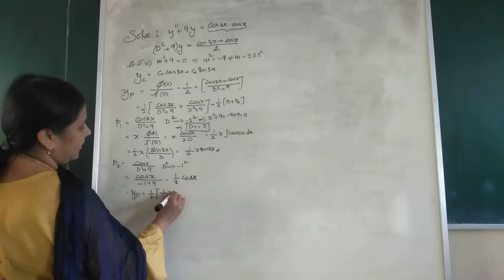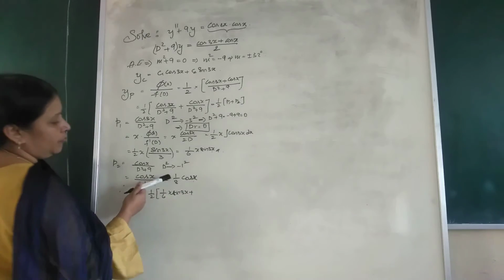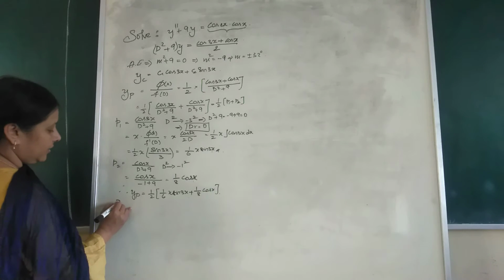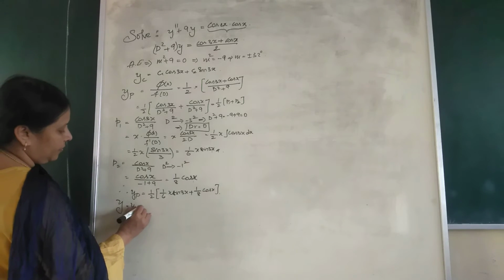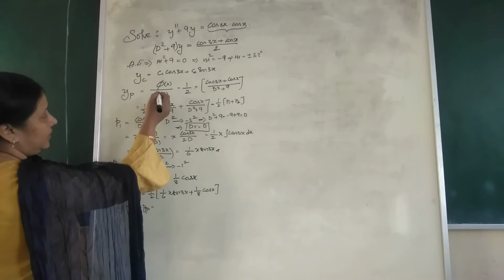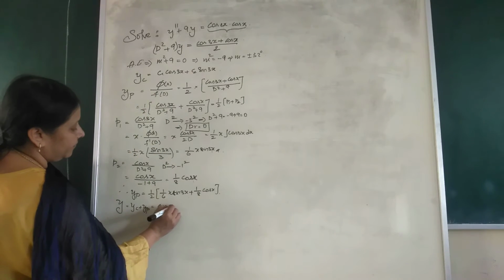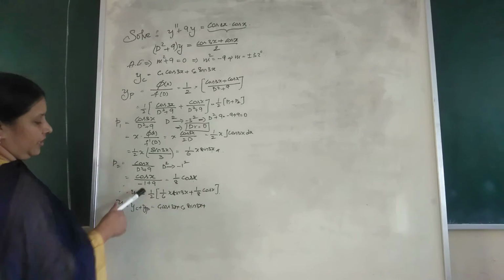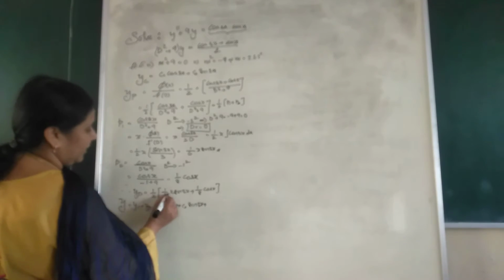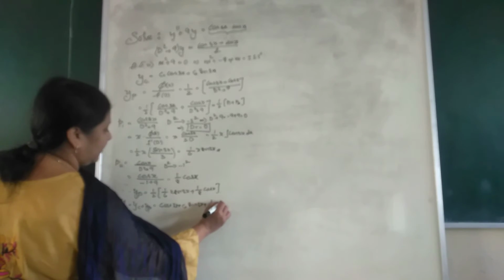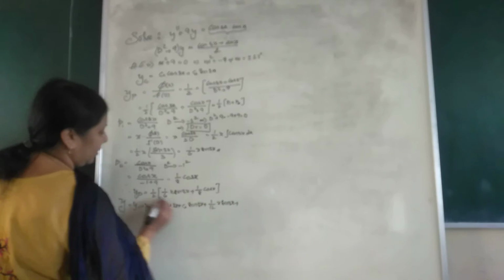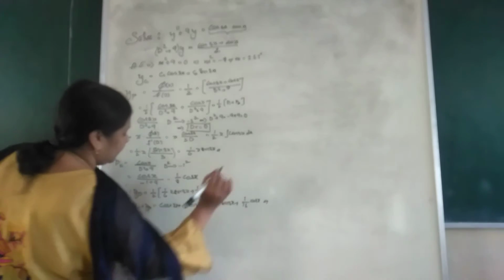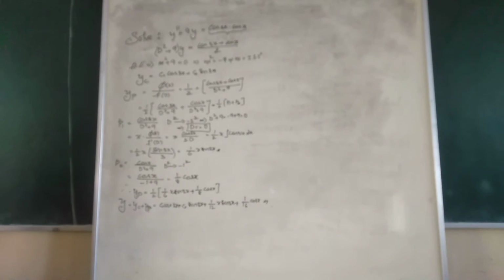This is our P1, x sin 3x, plus P2 is 1 by 8 cos x. Now our final solution y is given by yc plus yp. What is yc here? C1 cos 3x plus C2 sin 3x. What is yp? This entire thing, so I will multiply. So 1 by 12 x sin 3x plus a2 is 16, 1 by 16 cos x. This is the particular integral of the given question.